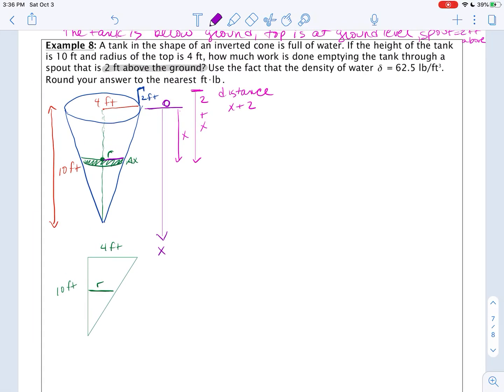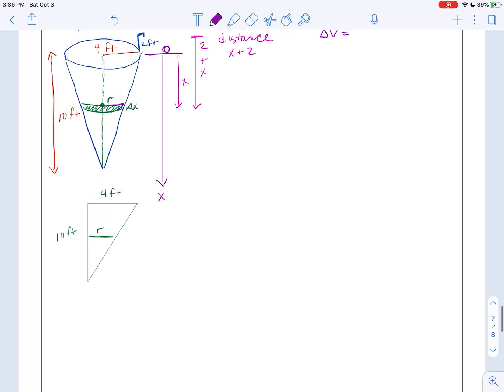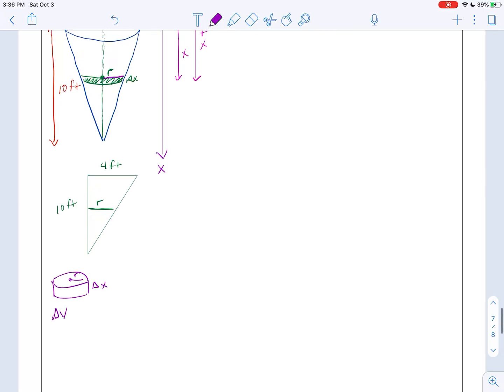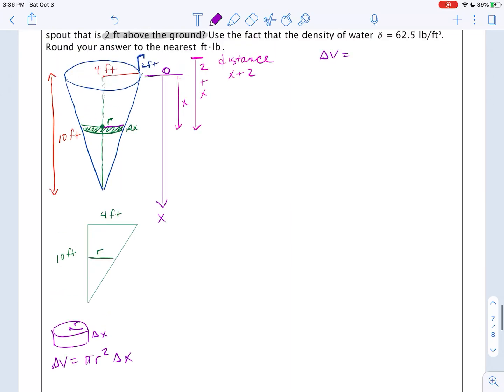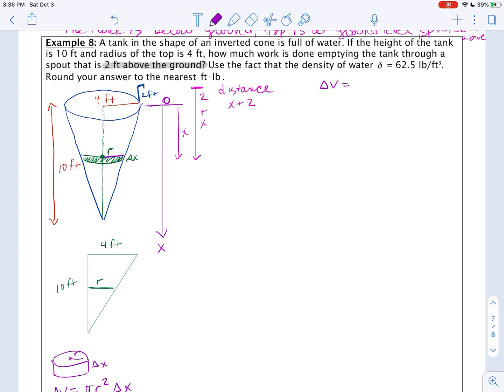And looking at the density of water, if I want to look at delta volume of my slice, it's going to be a cylinder again, right? With radius r, it's going to have height delta x, and our delta volume is going to be pi r squared times delta x. It's going to be the area of the base times the thickness, and that's going to give us feet times feet, which is feet squared, and then delta x is in feet, so it's going to give us feet cubed. We want to figure out what that r is since it's going to change, and we need to make it in terms of x.